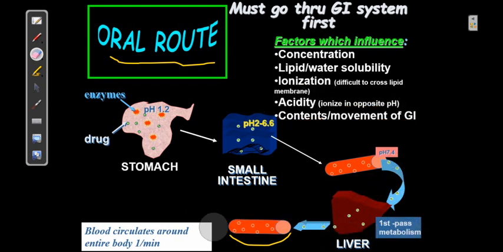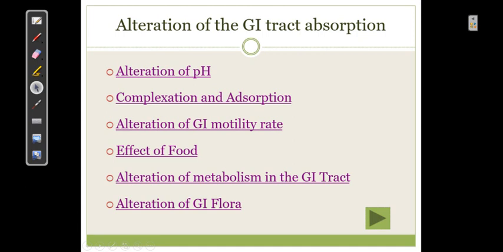Why have I revised this? Because you will need to consider all these factors when you check the drug interaction profile of various drugs. So that is why we have gone through these factors that affect the absorption of a drug. Starting with the first one, that is alteration of GI tract absorption, gastrointestinal tract absorption. We are checking the possibility of drug interaction by various mechanisms. So starting with the first mechanism, alteration of pH.